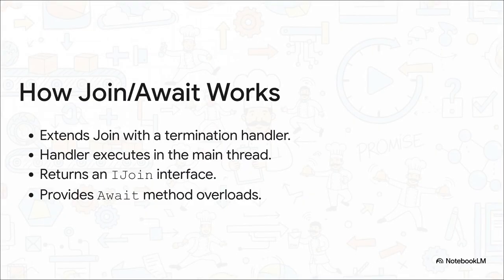So you might be asking, how does this actually work? Well, it's pretty clever. Under the hood, you're basically attaching a little to-do list to the task, what they call a termination handler. Think of it as the instructions for what the chef needs to do the second that bell rings. And it's all managed really cleanly through something called an iJoin interface.